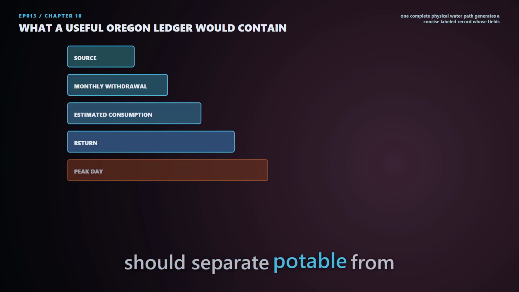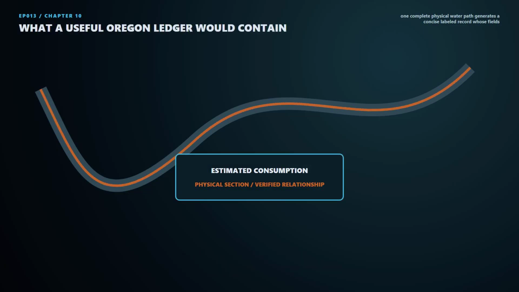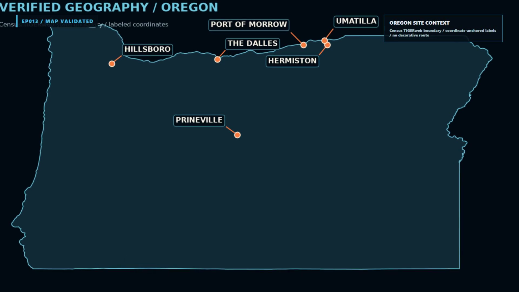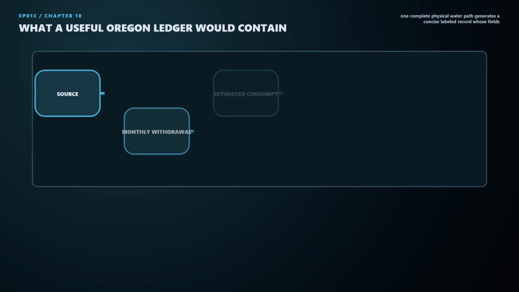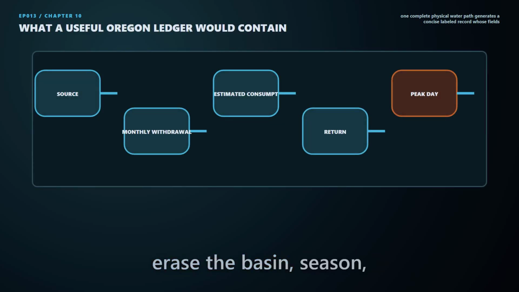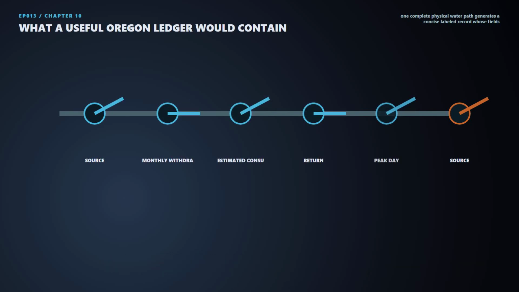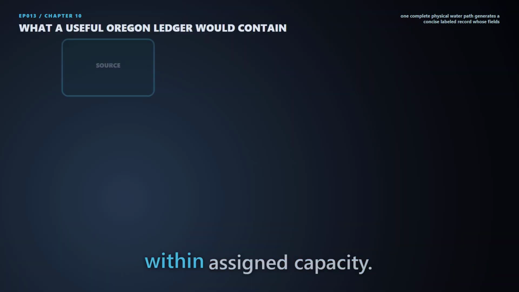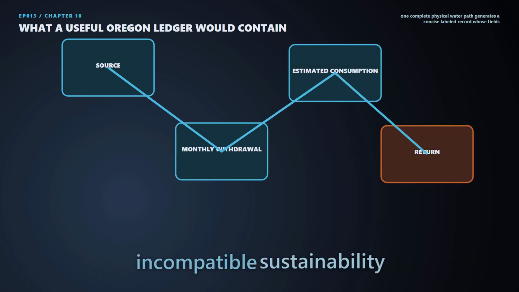It should separate potable from reclaimed water and direct use from any modeled electricity-related footprint. Cooling categories can remain broad enough to protect security while still distinguishing dry, evaporative, liquid, and hybrid systems. Aggregation may protect an individual site, but it should not erase the basin, season, or utility carrying the risk. With that record, Oregon could compare promises with operation, whether storage reduced summer withdrawals, whether reuse returned the claimed volume, and whether peak demand stayed within assigned capacity. Without that follow-through, reporting becomes another stack of incompatible sustainability claims.